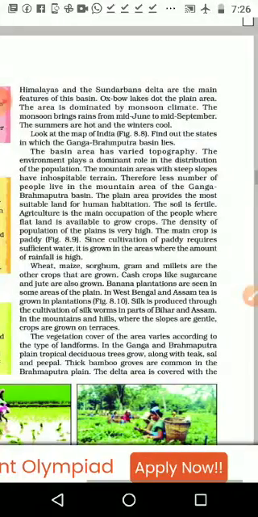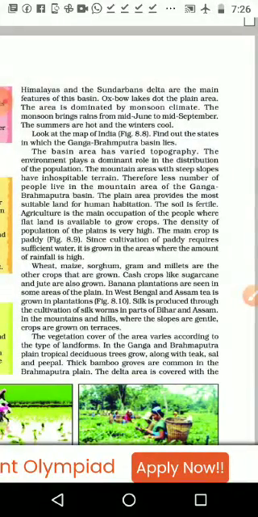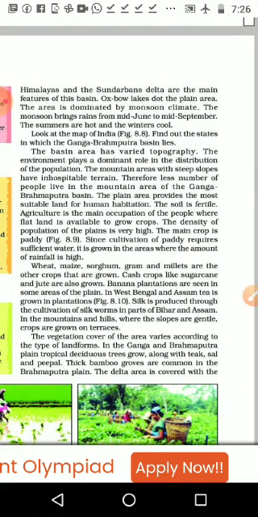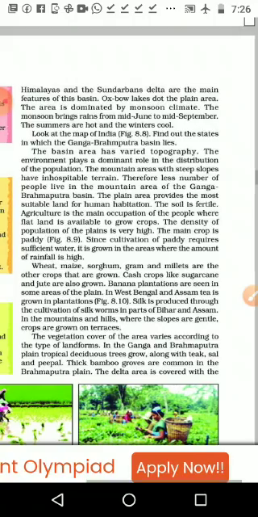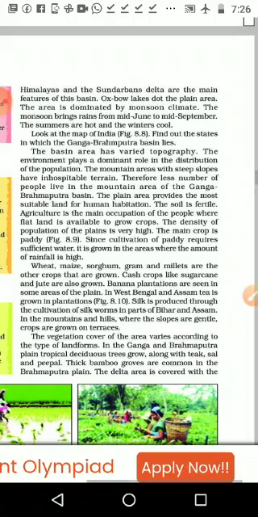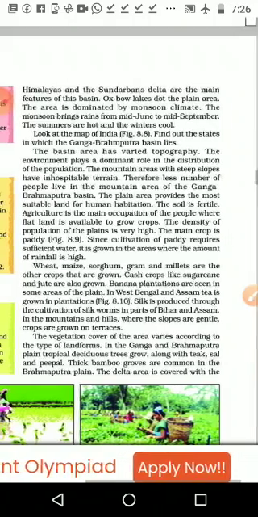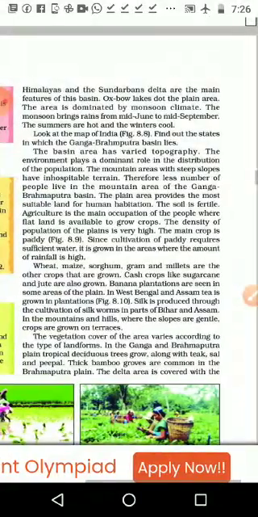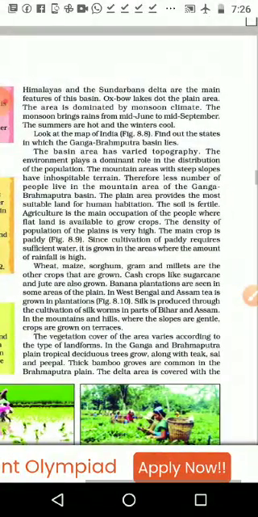So it is very difficult to make houses there. Therefore, fewer people live in the mountain areas of the Ganga and Brahmaputra basin. The plain area provides the most suitable land for human habitation. The soil is fertile. Agriculture is the main occupation of the people where flat land is available to grow crops.